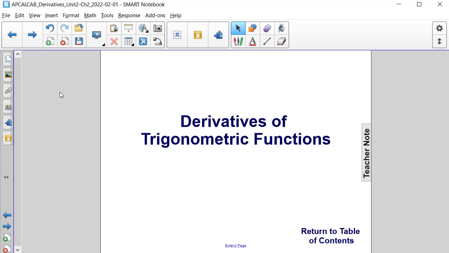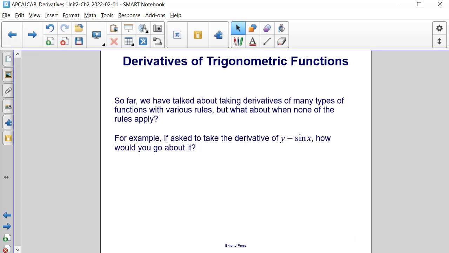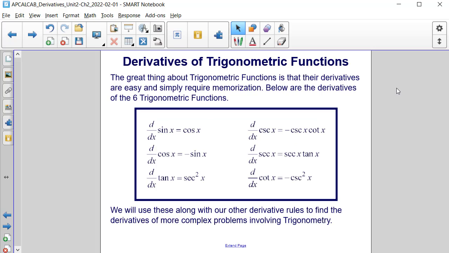Derivatives of trigonometric functions. So far, we've talked about taking derivatives of many types of functions with various rules. But what about when none of those rules apply? For example, if we're asked to take the derivative of y equals sine of x, how would you go about doing that? The great thing about trigonometric functions is that their derivatives are easy and simply require some memorization.